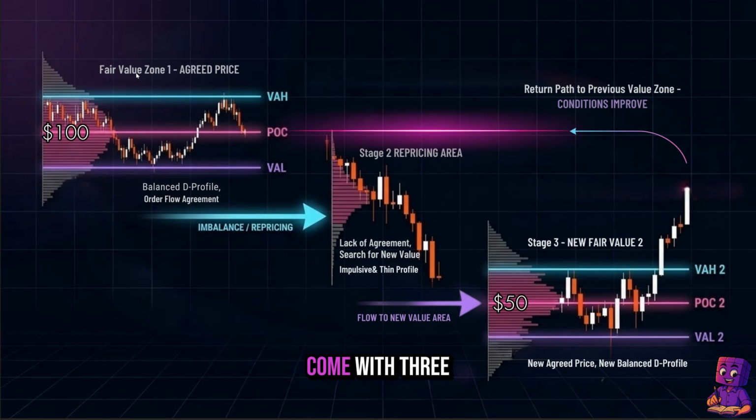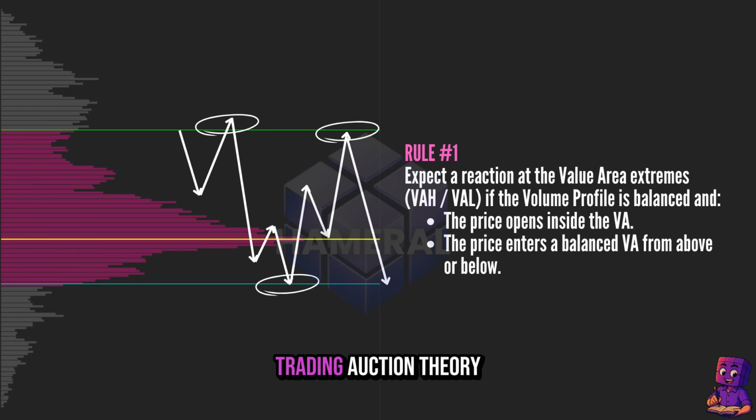Now we can come with three main rules. This is your A to Z logic. Listen carefully because these three rules are basically the engine of volume profile trading. Auction theory logic. Rule 1. If price is inside a balanced value area, it usually rejects extremes, VAH/VAL, until one side becomes stronger.